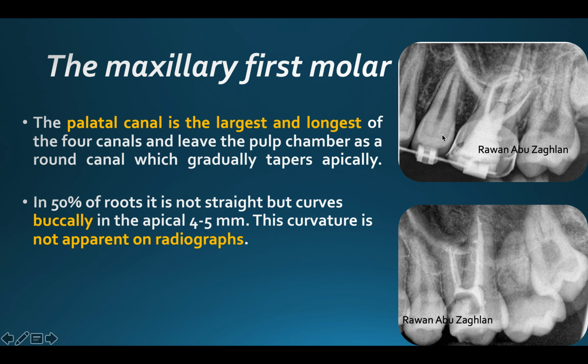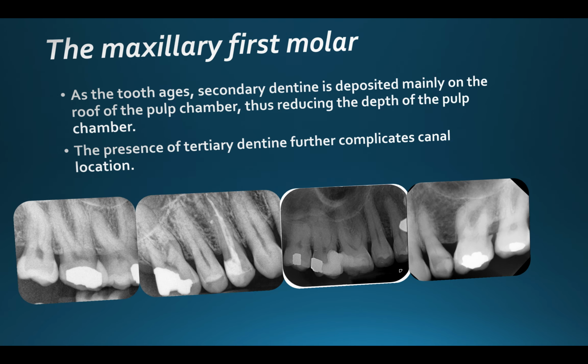this curvature will not be seen on radiographs because it is in the buccal direction. If it was in the mesial or the distal direction, then we can see it on radiographs, but when the curvature is in a buccal or in a palatal direction, we won't be able to see it on radiographs, because the radiograph is a 2-dimensional image of a 3-dimensional object. So the 3rd dimension is not visible on radiographs.